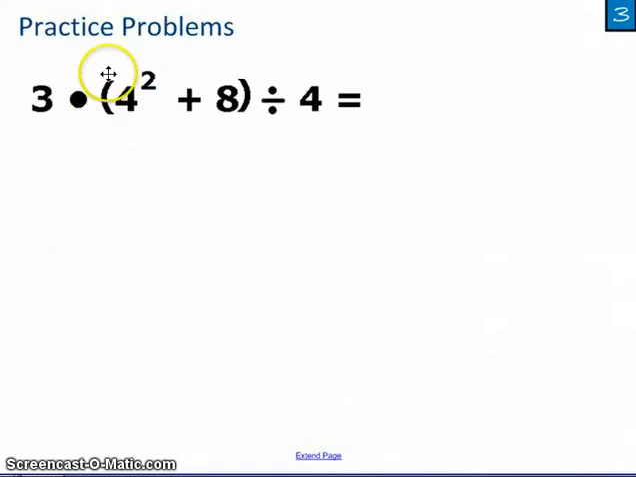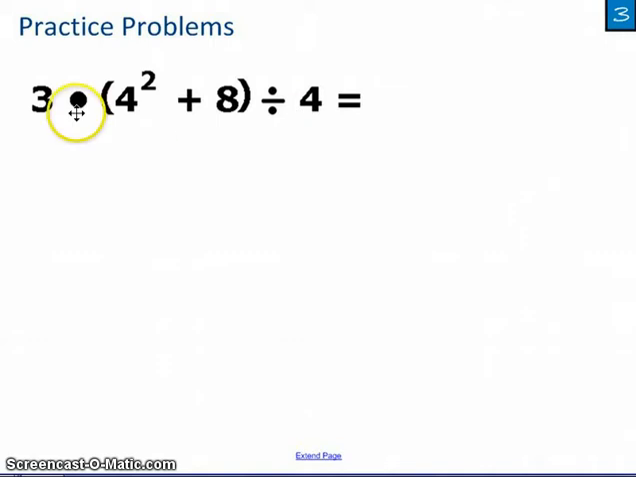All right, again, I've got to do what's in parens first, but within the parens I've got a couple of operations. I've got to do 4 squared, and then I've got to add 8. Well, 4 squared is 16. And 16 plus 8 is 24. So what I really have here is 3 times 24 divided by 4.